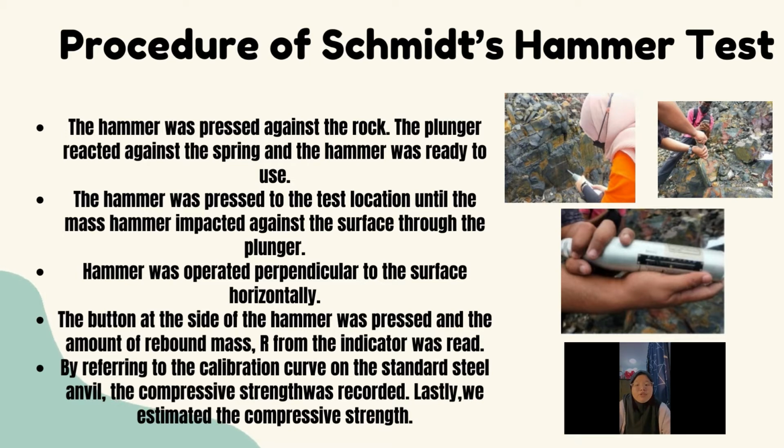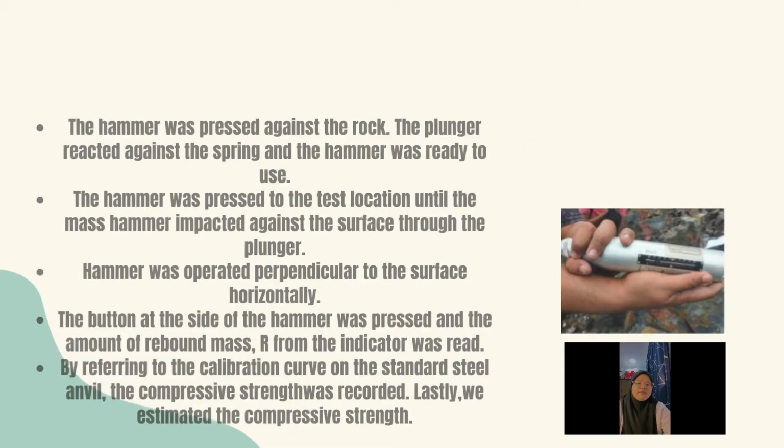Third, the hammer was operated perpendicular to the surface, horizontally. And fourth, the button at the side of the hammer was pressed and the amount of rebound number R from the indicator was read. And lastly, by referring to the calibration curve on the standard steel anvil, the compressive strength was recorded. And lastly, we estimate the compressive strength.